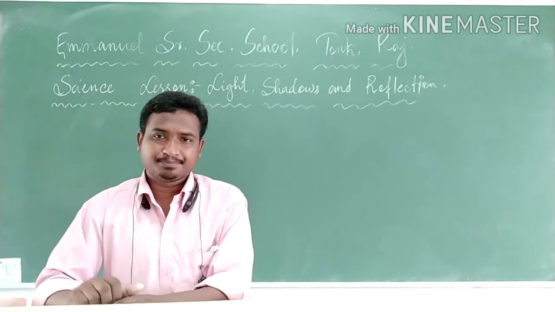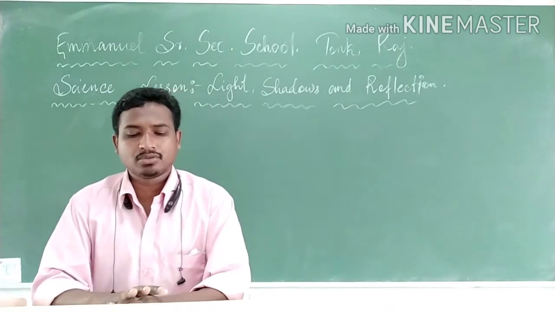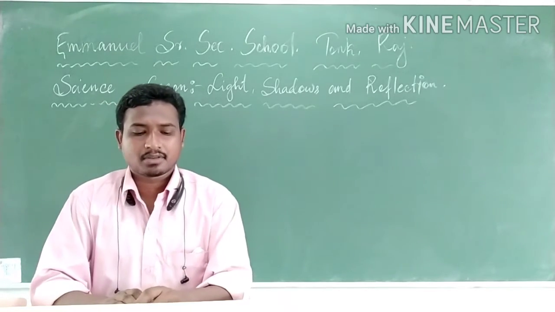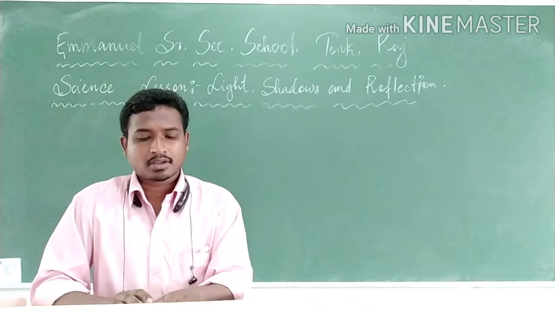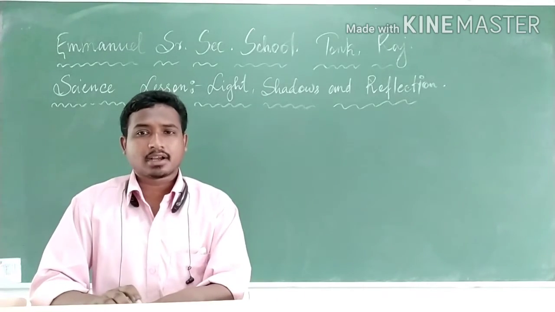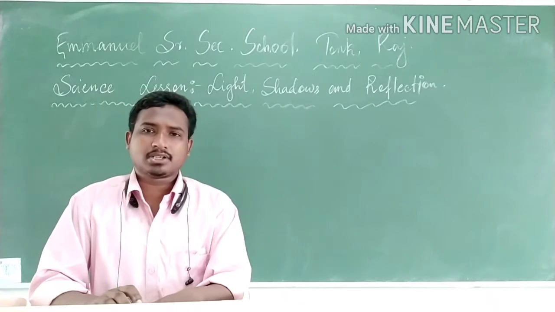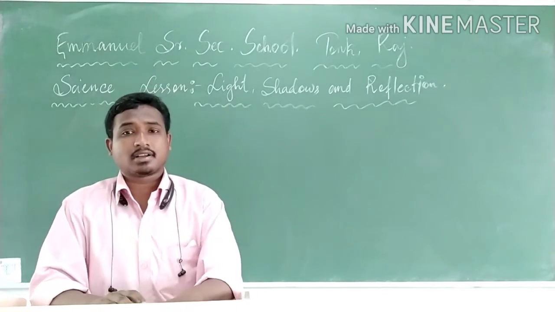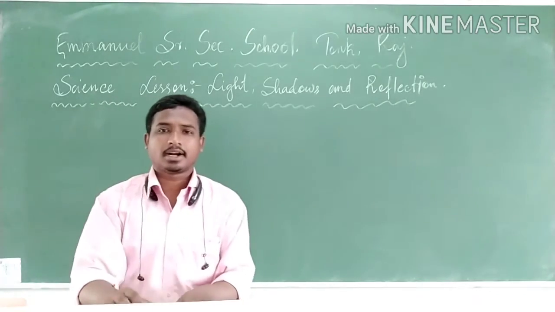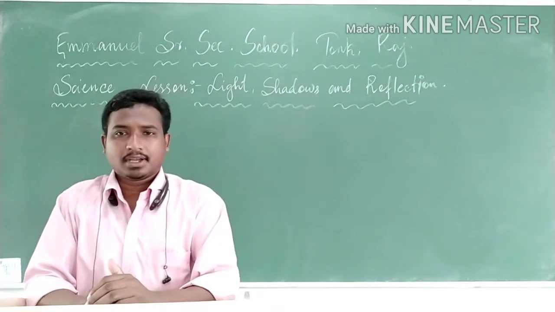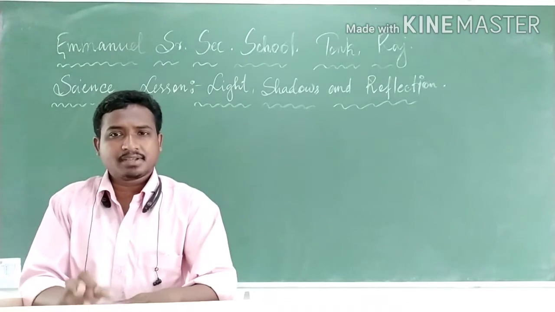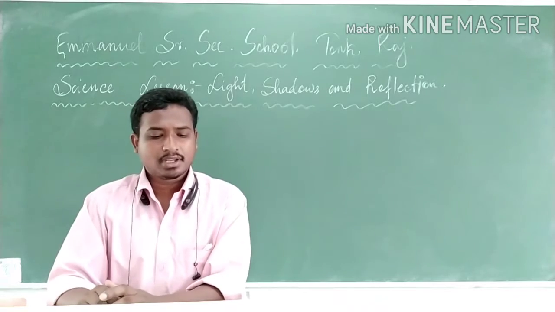Source of light is those objects which emit light. A source of light can be either artificial or natural. Artificial means when things are man-made, we call it artificial. When we get the light from nature, we call it natural.